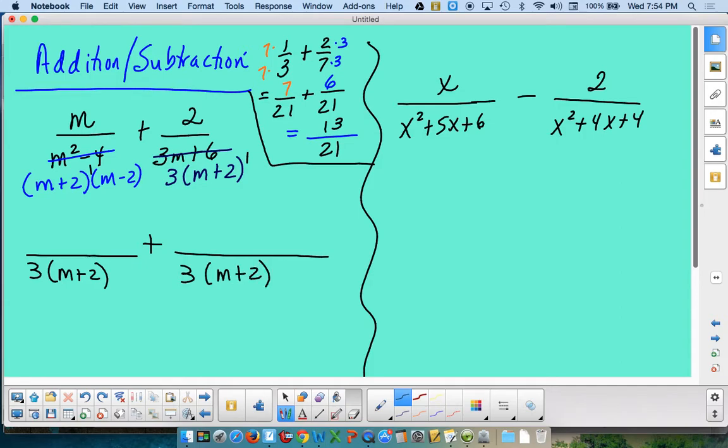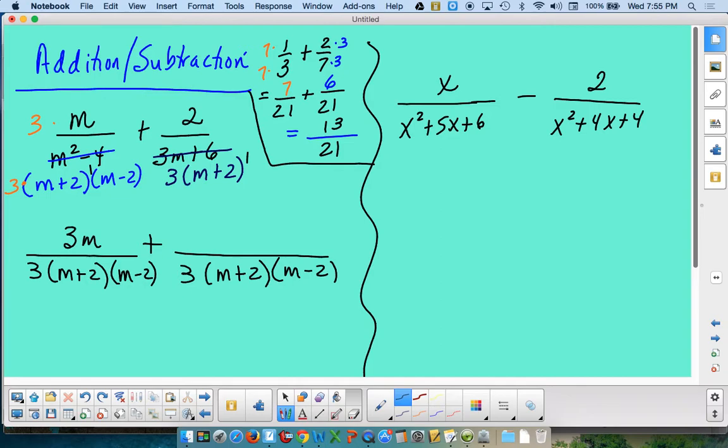Okay, I also see an m minus 2. There's one of those at most, so I will put one of those in my common denominator. Now you go back to your original one and you go, okay, this first fraction, m over m plus 2, m minus 2, what is it missing in my common denominator? Well, it's got the two quantities. The only thing it needs is a 3. So therefore, I need to multiply numerator and denominator times 3, and I'll have 3m.